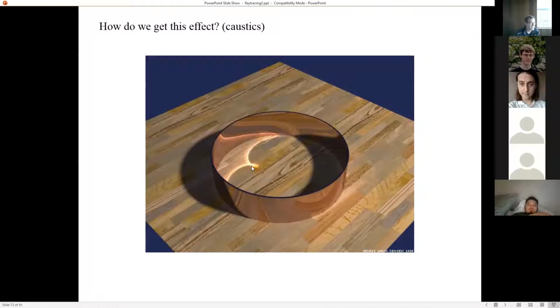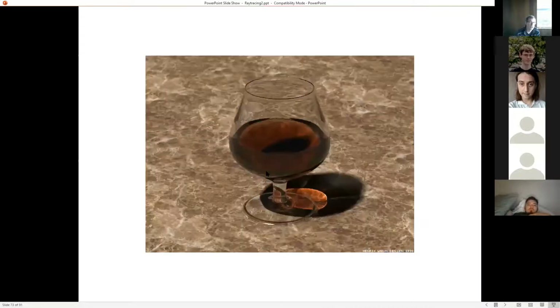If you've ever taken a magnifying glass out and shined it, maybe this picture's closer, right? This is a caustic also. This glass is acting as a magnifying glass. So rays of light are coming in, and lots of the light that passes through lands in the same place on the other side.